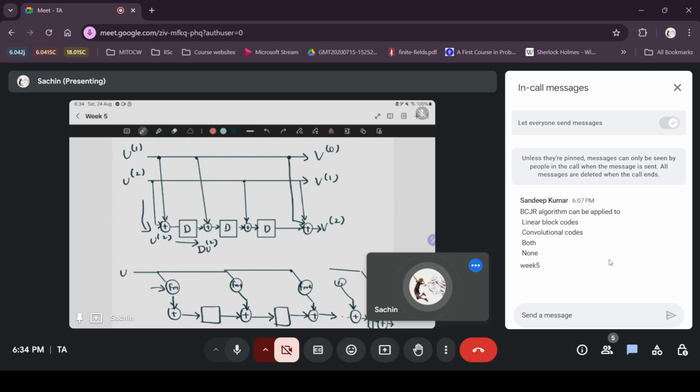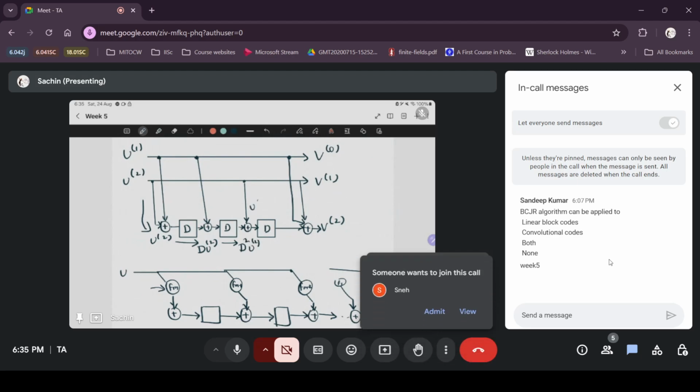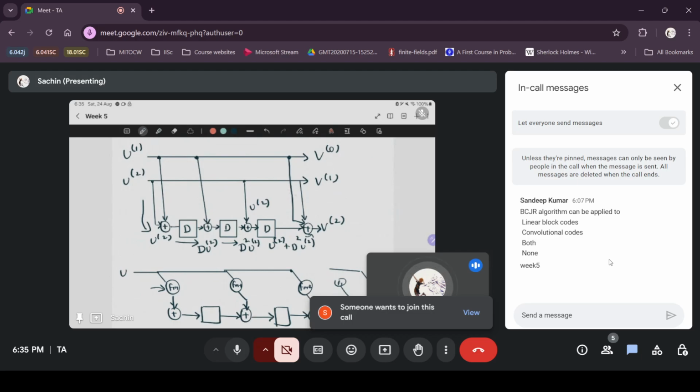If I mark a big dot, that means there is a connection. Here, there's no dot, so there's no connection with u2 there. So I'm not adding u2 at this stage. I'm passing du of 2 to the next delay element, so you get d square u of 2. Now I'm adding u of 2 again, so I get u of 2 plus d square u of 2. That is what is given here at the adder. Now again at this point you are adding u of 2.